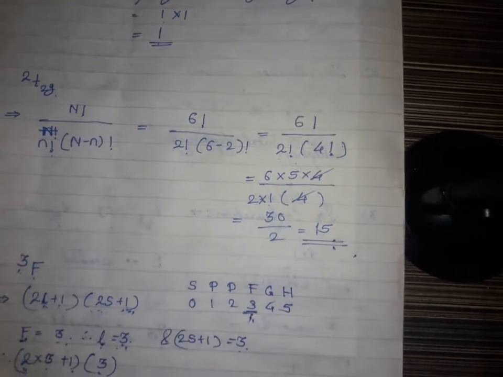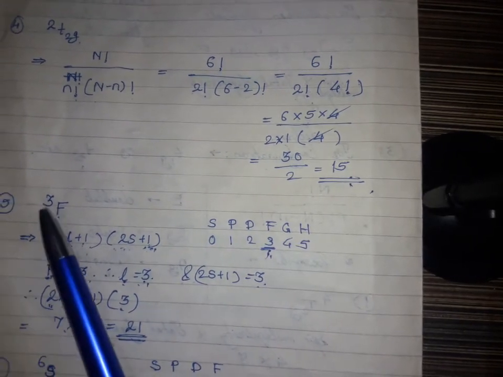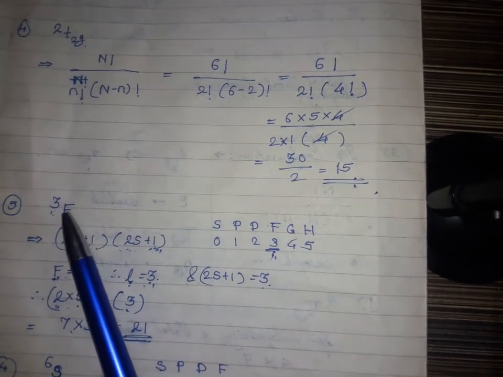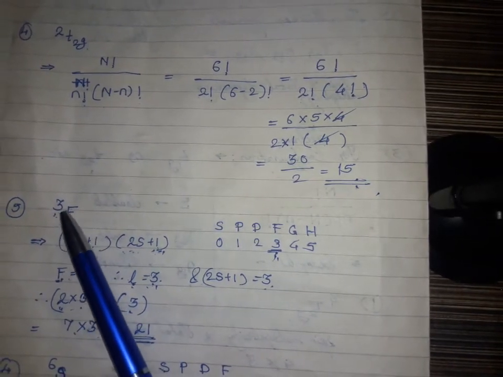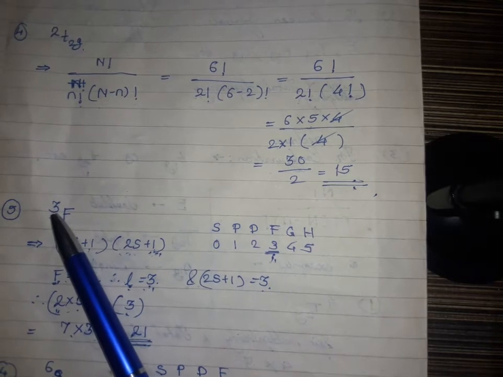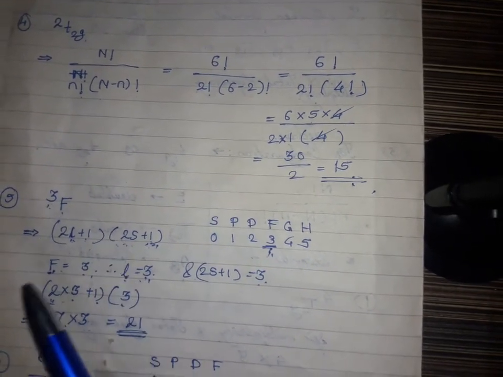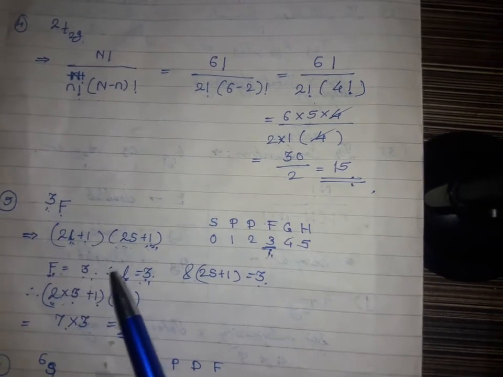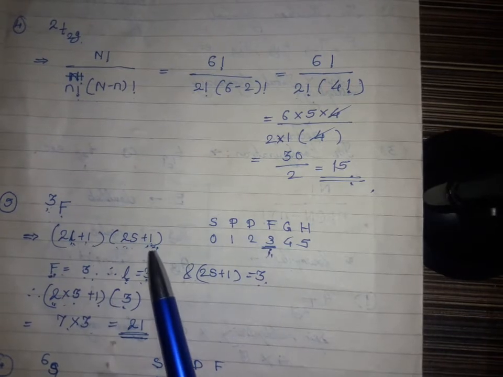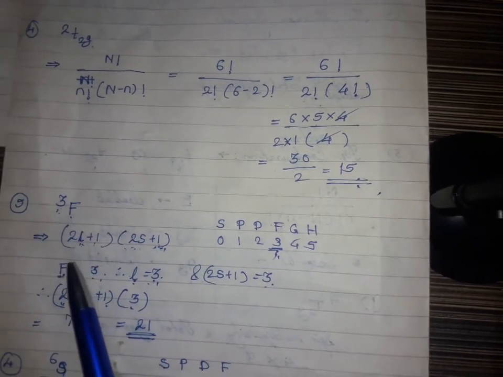Now our next problem is triplet F. What is that triplet F? F is a term symbol, and triplet means the spin-spin type of coupling is triplet. So which formula can we use? 2L plus 1 into 2S plus 1. We can use this formula to calculate the degeneracy of that triplet F term symbol. For term symbols we use this formula.